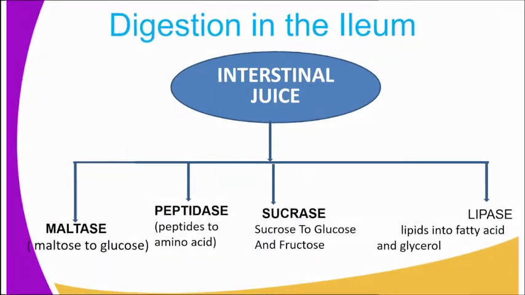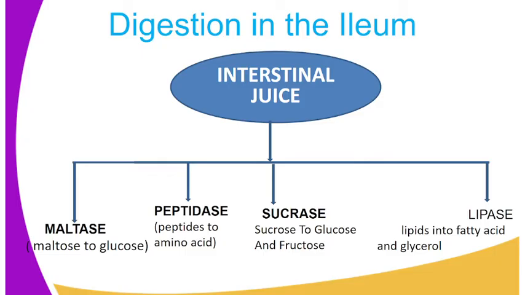In the ileum, we have intestinal juice. So when the food enters the ileum, intestinal juice is released. And the intestinal juice contains the following components. One is the maltase. The maltase digests maltose to glucose. We have peptidase. Our peptidase digests what? Peptides to amino acid. And then we have sucrase. Sucrase digests sucrose to glucose and fructose. And we have lipase. Lipase digests lipids into fatty acid and glycerol.